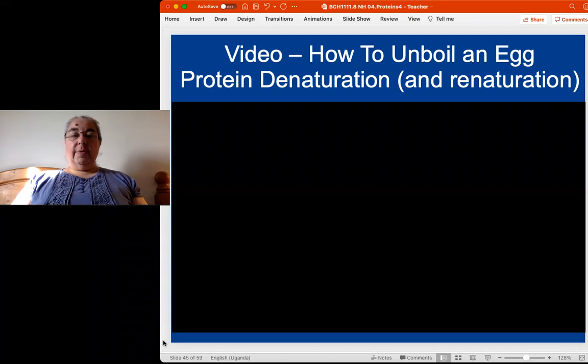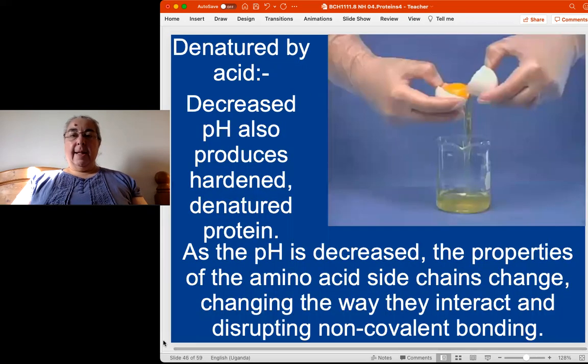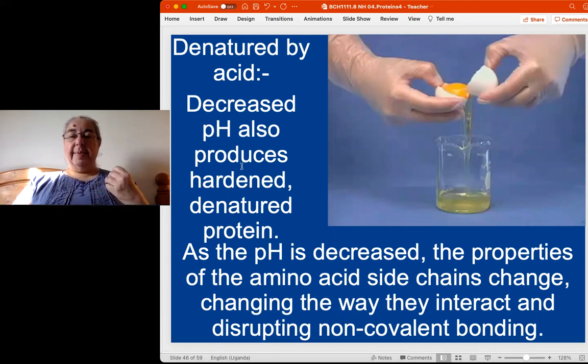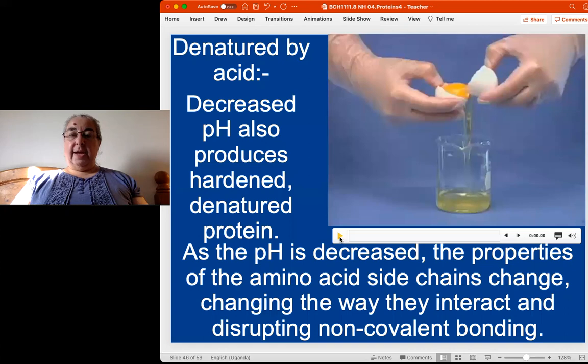Okay, so denaturing protein and possibly renaturing it again doesn't only happen because of heat. It can also happen by changing other things about the physical conditions that the protein is in. And I've got an example here of using pH to denature ovalbumin. Okay, so a little video again.